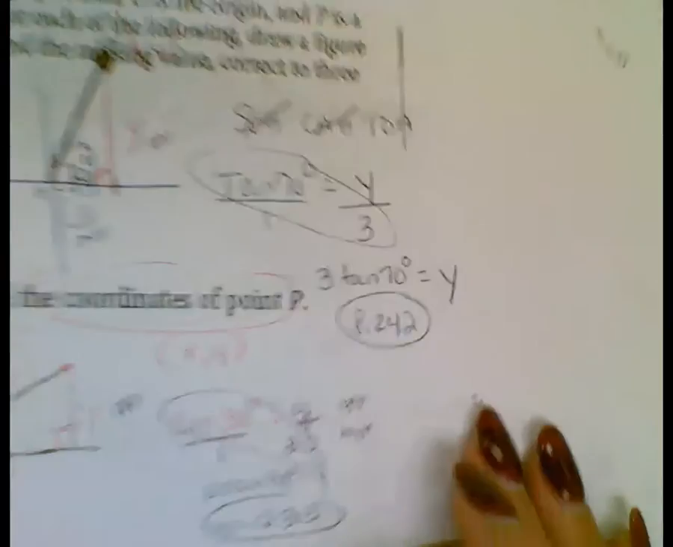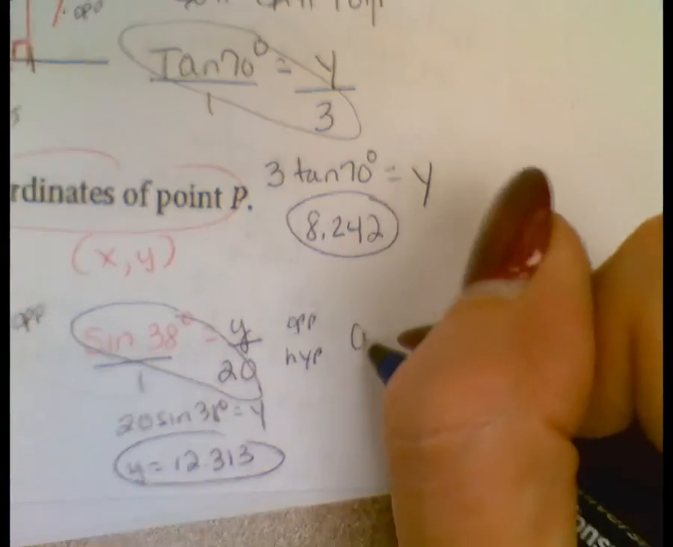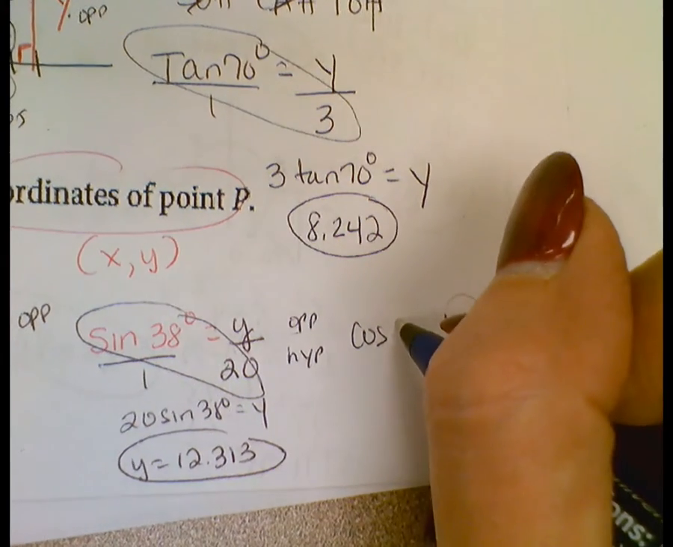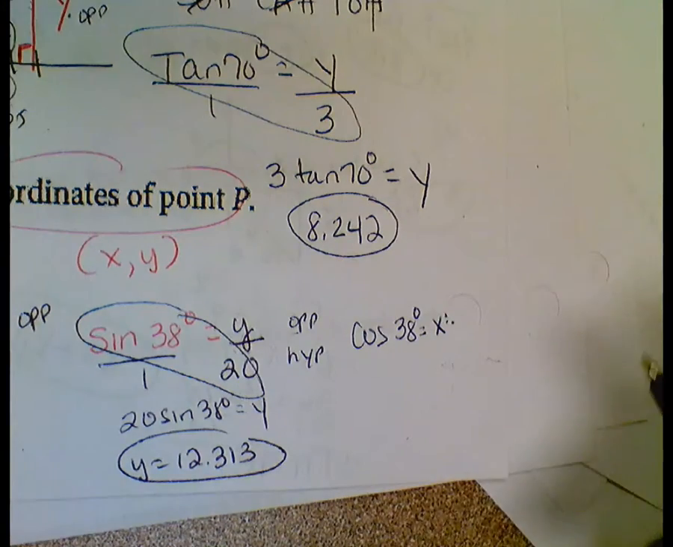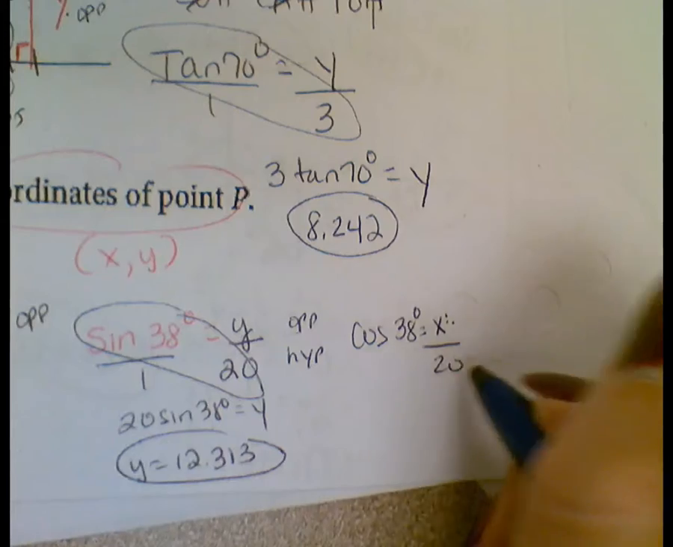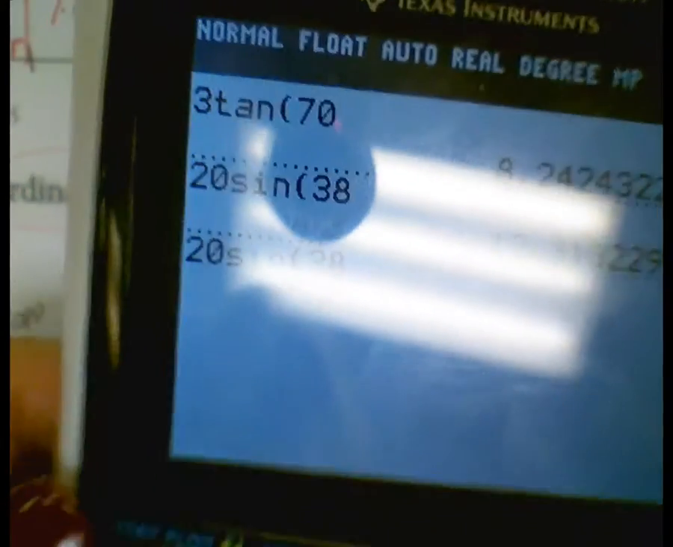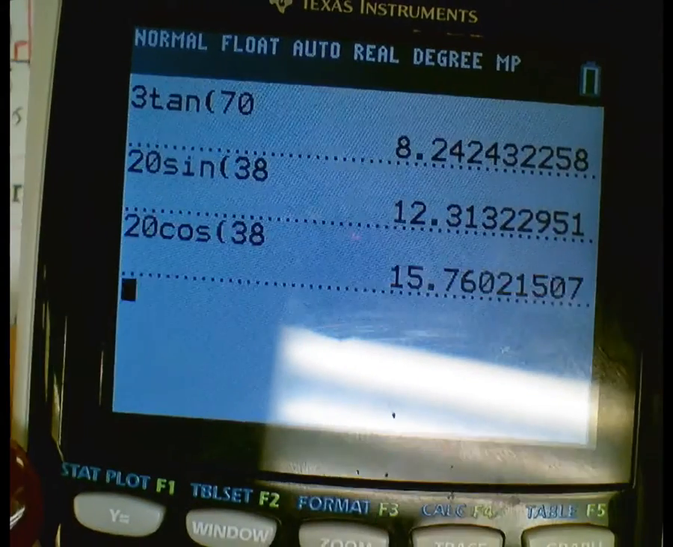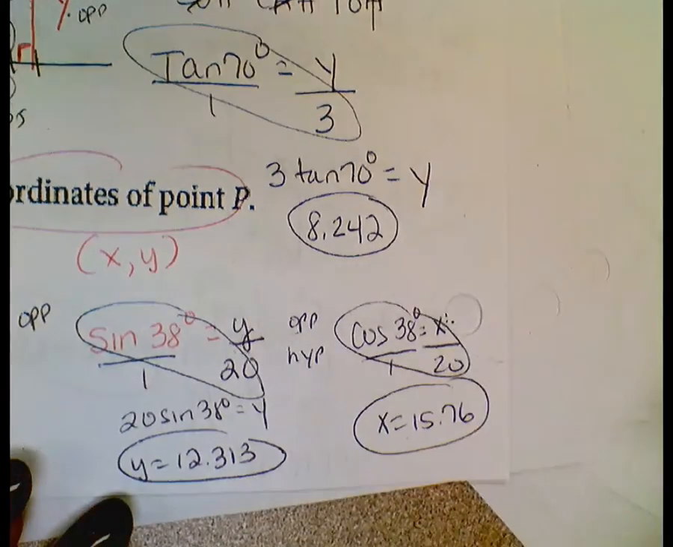Now I have to find x. So if I use sine to find y, then I have to use cosine to find x. Cosine and x always go together. So this time I want adjacent, which is x, over hypotenuse, 20. I'm going to cross multiply again. So do you see how I'm going to press second enter and bring up my last one. All I have to do is just go to where the sine is and press cosine because it's the same numbers. And it's 15.76. And that's your answer.